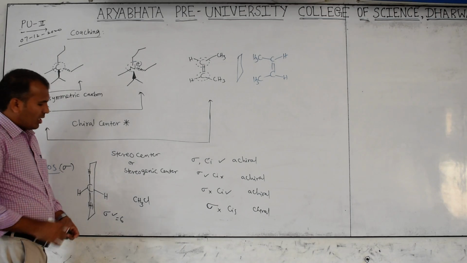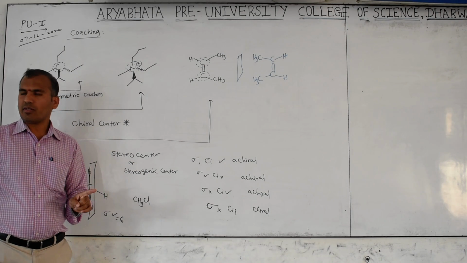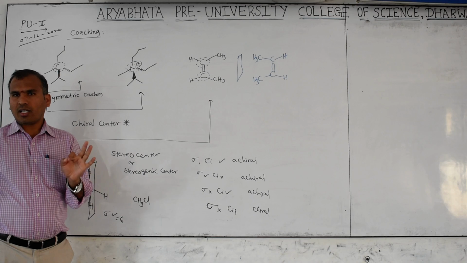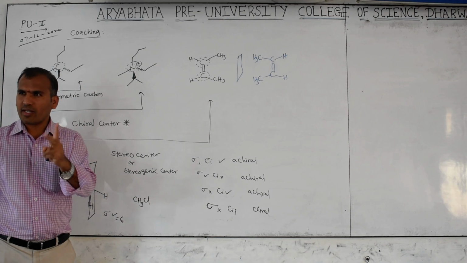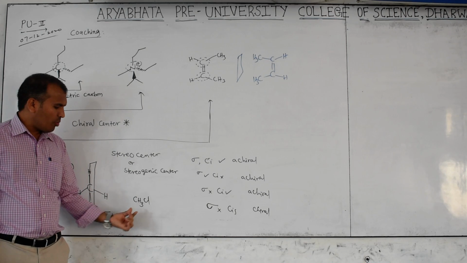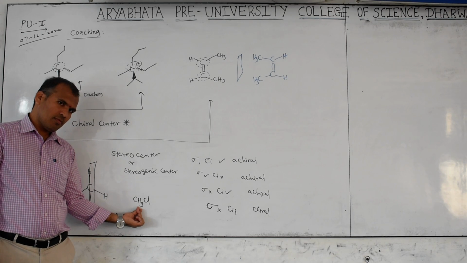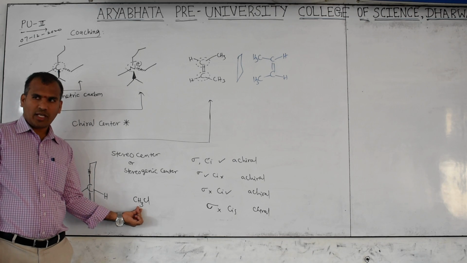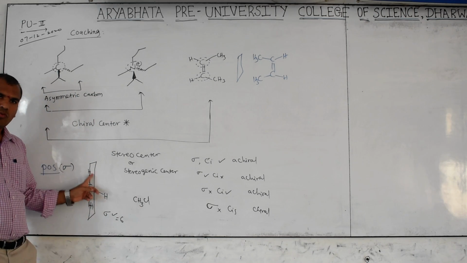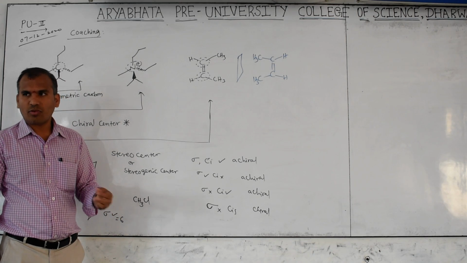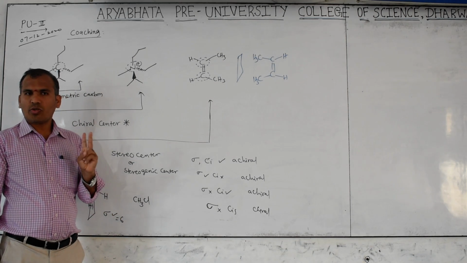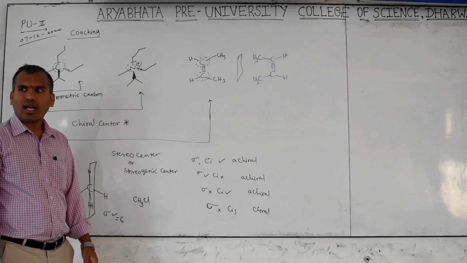CH3Cl. Otherwise, blindly you can follow one statement: at least any two groups are same, that is achiral. Here how many groups are same? 3. Here how many same? 4. At least 2 same, what do you call that? Achiral. Note this statement better: any two groups are same, that is achiral.